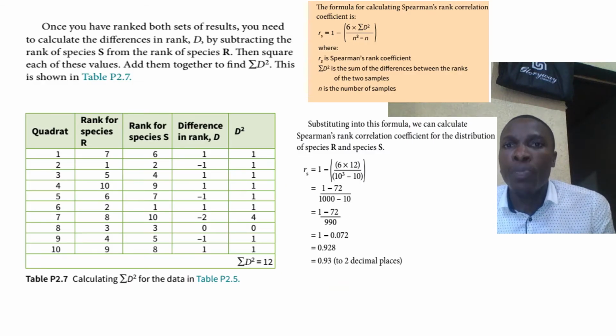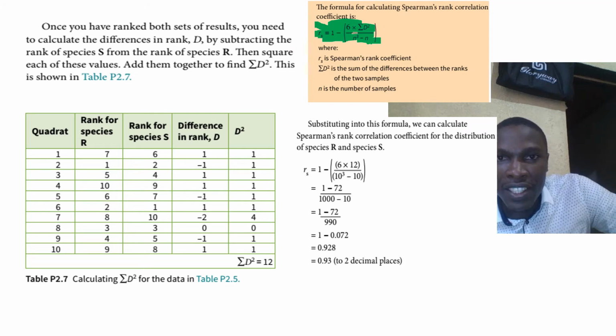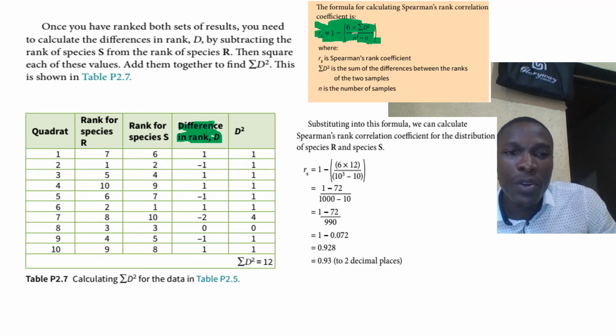So Spearman's rank correlation is always calculated using this formula. I guess you're seeing this formula. This is the formula we use to calculate Spearman's rank correlation. In this formula, you can see we have 6 times the summation of d squared over n cubed minus n. d stands for the difference in rank. Then n represents the number of quadrants that were thrown. For example, in this case, they threw 10 quadrants.